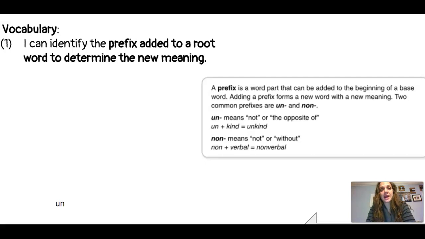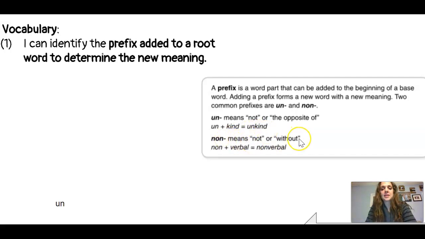So when you add un or non in front of a root word, it's going to be not or opposite of or without. Let's look at an example. Un means not or the opposite of. So the root word is kind. When someone's kind, they're caring or they do nice things for people. Un means not kind. So unkind means someone's not kind.